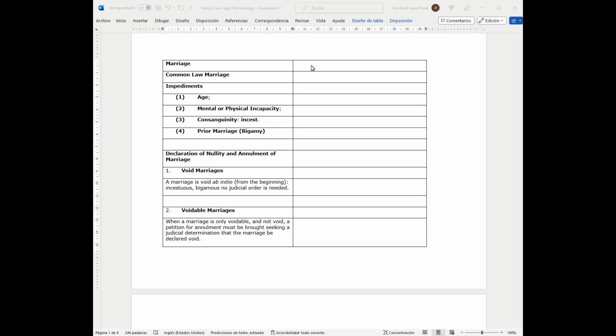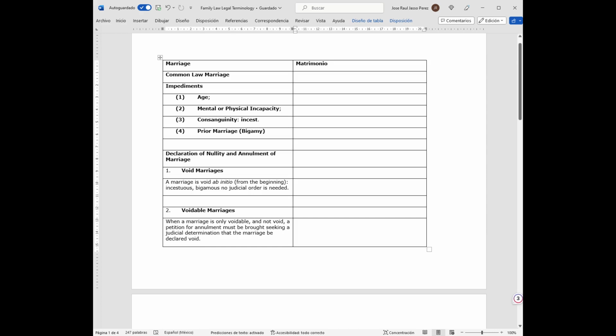Okay, so let's begin with this explanation of legal terminology in Spanish for family law concepts. Let's begin with marriage. Marriage in Spanish is matrimonio. That's the translation. It's very easy. It's almost a literal translation.